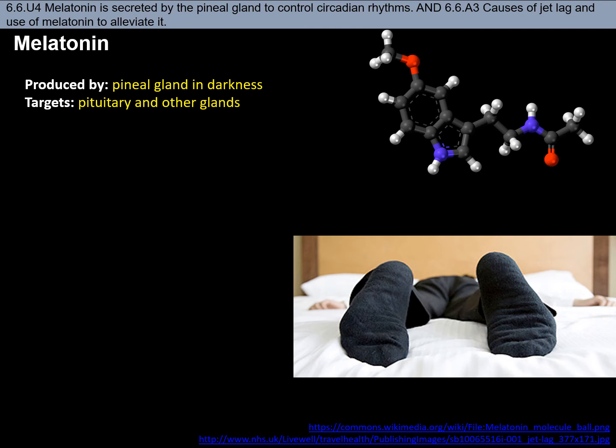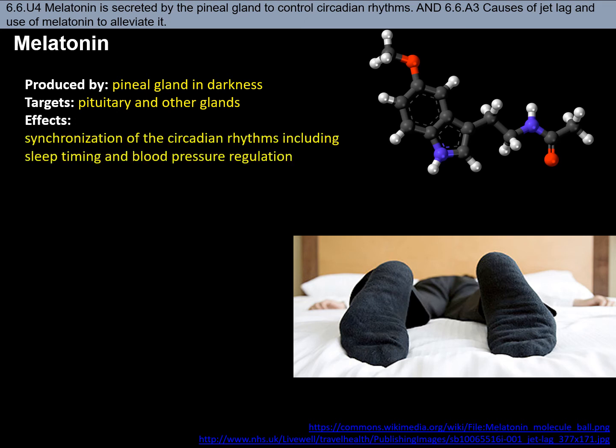And when the pineal gland is releasing melatonin, it's going to affect your pituitary gland and a whole bunch of other glands. So it actually affects a whole bunch of other things in your body, like, for example, some of your appetite, some of your alertness, your grogginess. So I'll give you an example of this. Oh, sorry, the effects of it. What it's there for is to help synchronize your circadian rhythms, so including sleeping and blood pressure regulation, and it also connects a little bit to your appetite.